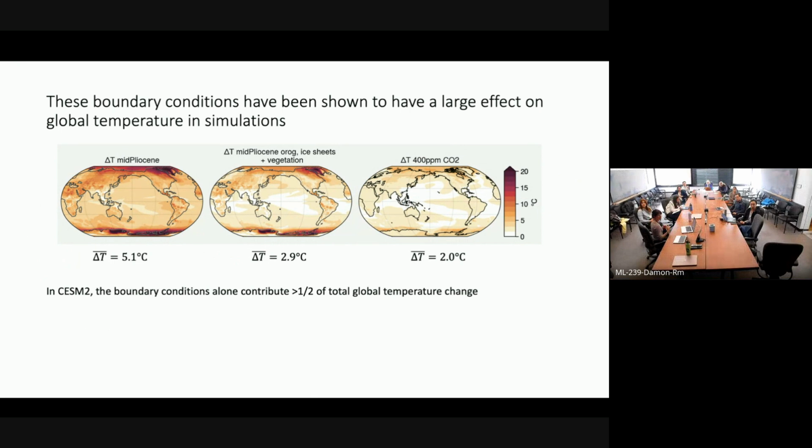So here I'm showing fully coupled CESM2 simulations of the mid-Pliocene, where we see that more than half of the total global warming during that period is attributable just to the boundary conditions. So the orography, the ice sheets, and the vegetation accounted for almost 3 degrees out of a total of 5.1 degrees of global warming during that period.